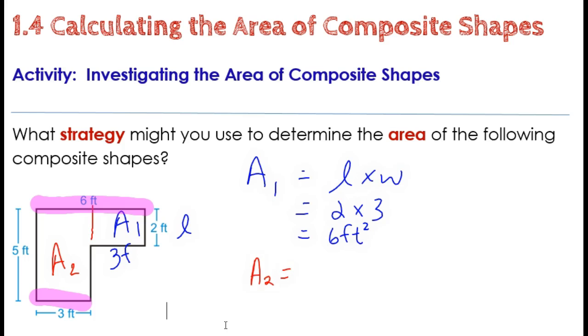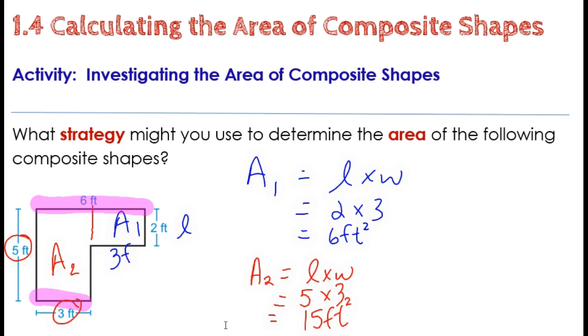So area 2 is again a rectangle, so length times width. It looks to me whether I call it length or width doesn't really matter in this case. My length is 5 feet and my width happens to be 3 feet. So that will give me a total area of 15 square feet.